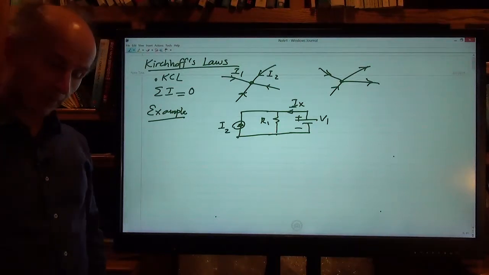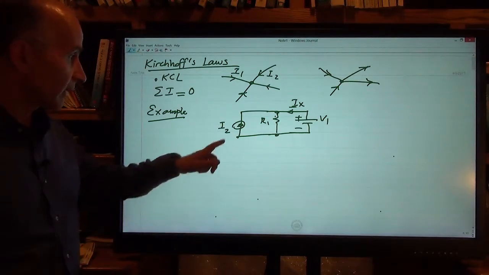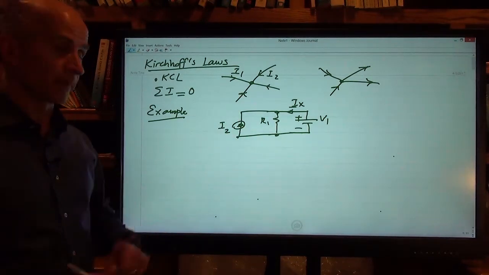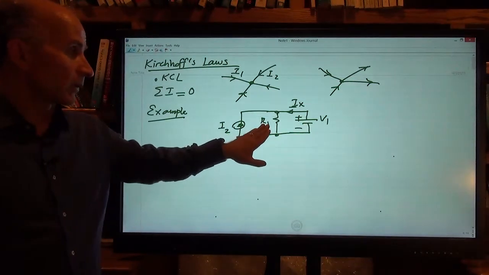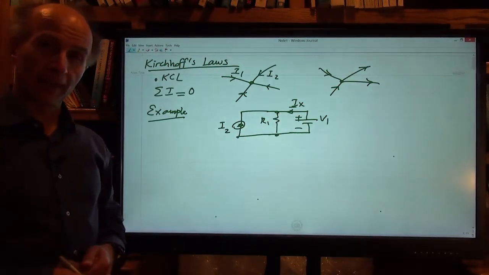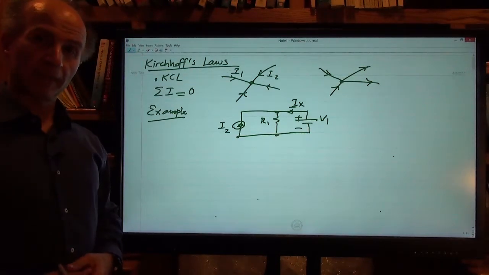R1 is a simple resistor connected between these two terminals, and we just happen to have a current source going this way called I2. I2 is known, V1 is known, R1 is known, and we would like to calculate Ix. So how do we do that?